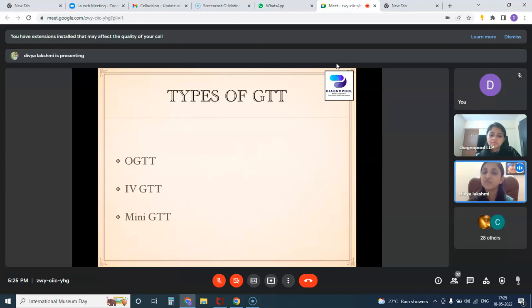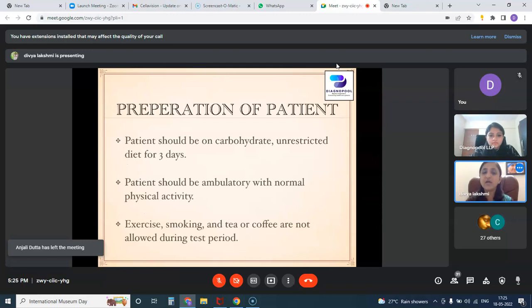IV GTT is for individuals who cannot take glucose orally; we can give it in IV form. Third one is mini GTT. We'll discuss each one in detail. Whenever you are doing the glucose tolerance test, remember preparation of the patient is a must. Why am I saying this? Because there is something called the glucose challenge test, that is GCT. For that, preparation of the patient is not required. When we are doing GTT, preparation of the patient is required.